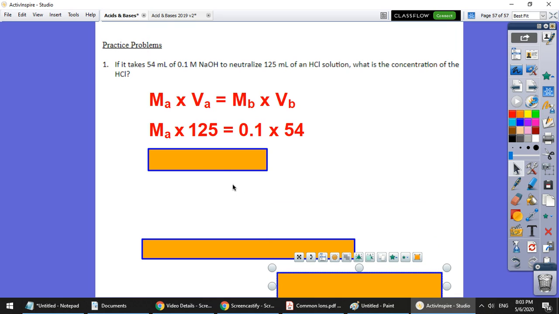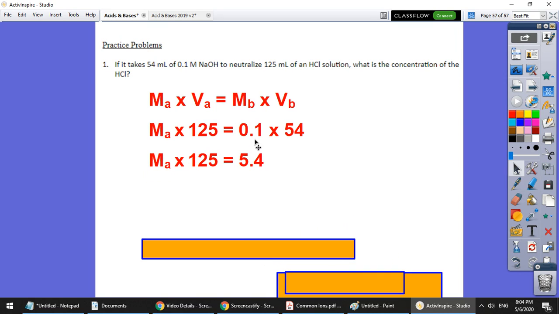All right, so we've plugged everything into our equation here. Now we need to solve for molarity of acid. That's the unknown thing. All right, well, let's first simplify this by multiplying these two things together. Okay, so 0.1 times 54 is 5.4. So molarity of our acid times 125 equals 5.4. Now we have to get molarity of acid by itself on one side of the equal sign. How do we do that? We're going to divide both sides by 125.